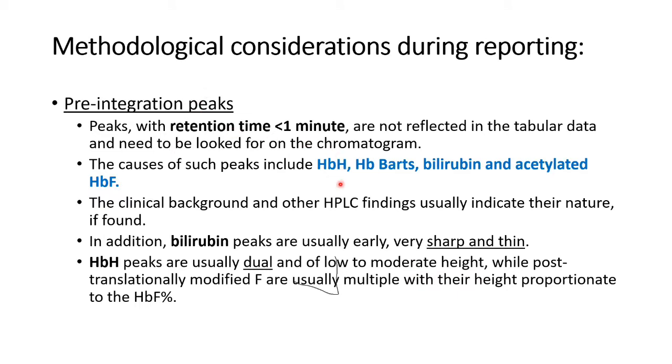Pre-integration peaks: the clinically significant pre-integration peaks are hemoglobin H, Barts, bilirubin, or acetylated F. So clinical background is relevant in this case. Bilirubin peaks are usually very sharp and thin, and you can correlate this with liver function tests. Whereas the HbH peak, which I have shown in one of the cases, is a dual peak of low to moderate height. So this is how you differentiate with a clinically relevant history.